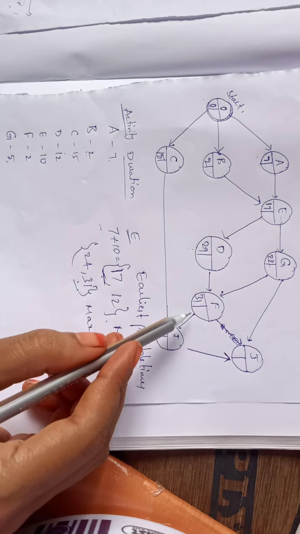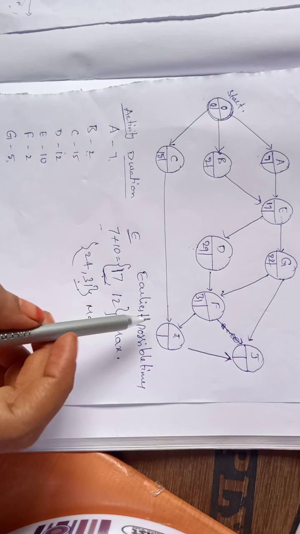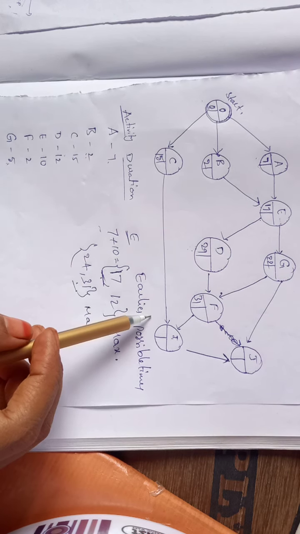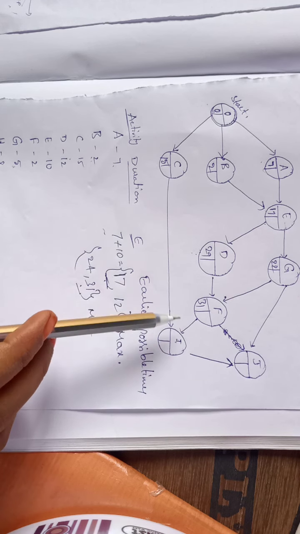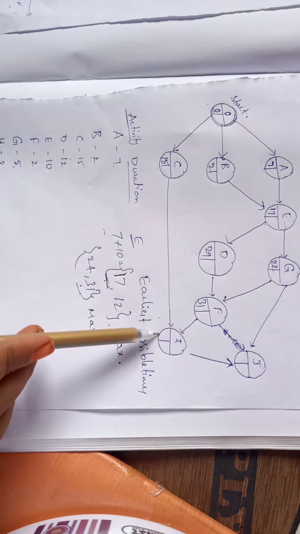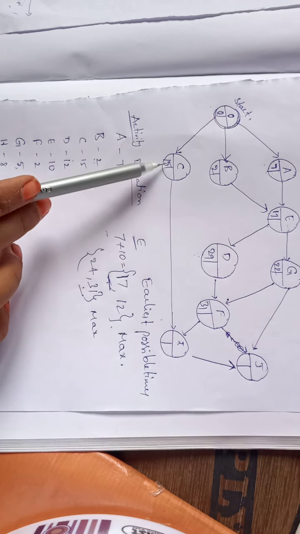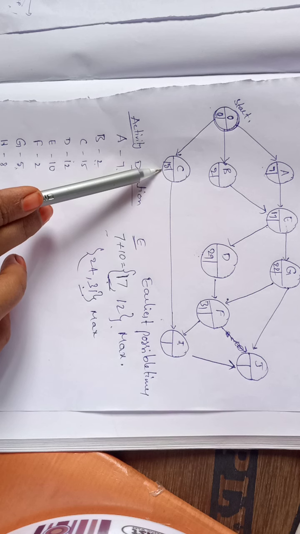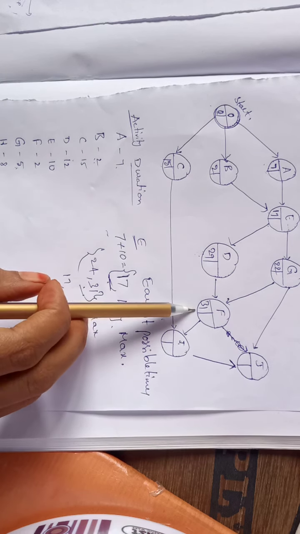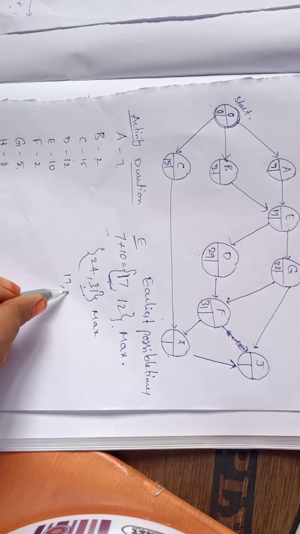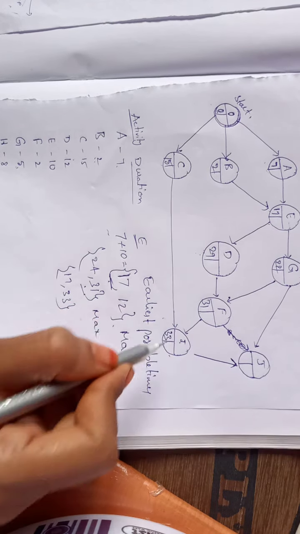And next, for activity I, the duration is 2. Here also we will be having 2 incoming arrows for this I. From C, 15 plus the activity duration 2. 15 plus 2 is 17. And also from here 31 plus 2 is 33. The maximum of these two is 33, so we can take 33.